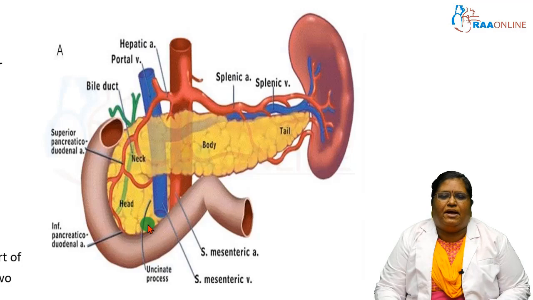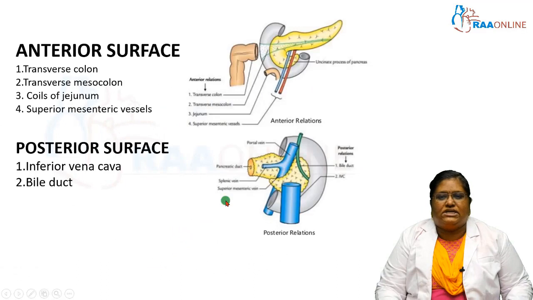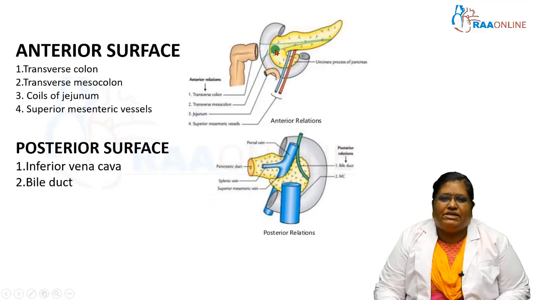The inferior border is related to the third part of the duodenum and the inferior pancreatico-duodenal artery. The right lateral border is related to the second part of the duodenum, the terminal part of the bile duct, and the anastomosis between the superior pancreatico-duodenal artery and the inferior pancreatico-duodenal artery. So the head of the pancreas has three borders: the superior border, the inferior border and the right lateral border. Now we'll see the structures related to the anterior surface and the posterior surface of the head of the pancreas.